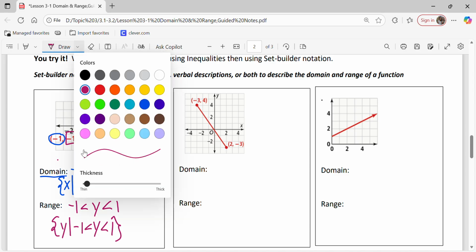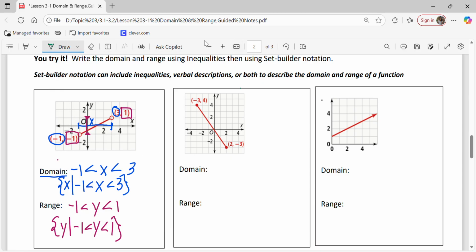My domain here for the second one, smallest domain is -3, biggest domain is +2. -3, 2, domain, we're talking about my x value, from -3 all the way to +2. -3 is smaller than x, x is less than 2, closed circles, these do need the equal sign.